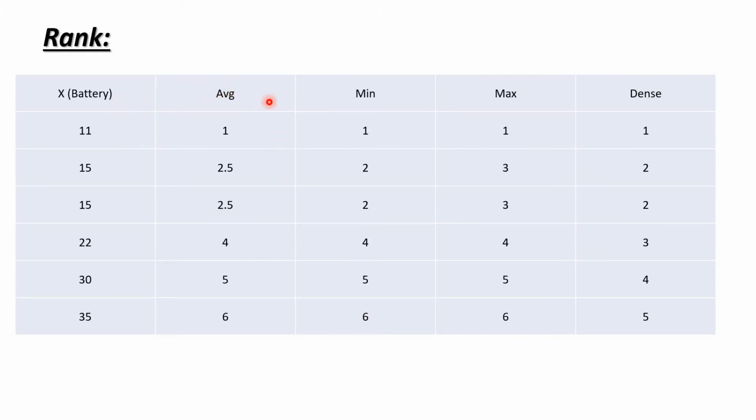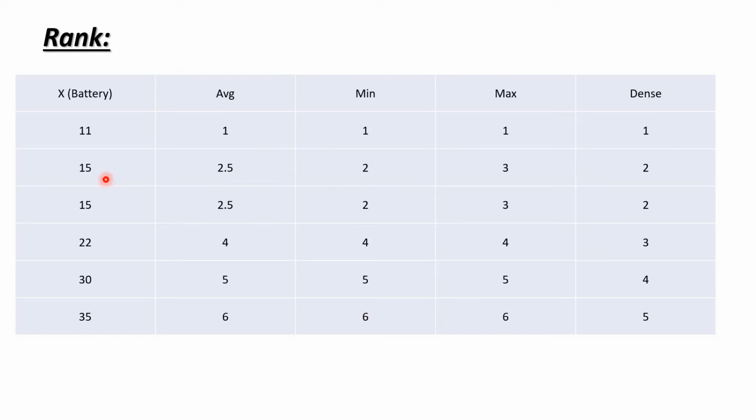It's very simple. We have four columns, right? Average, mean, maximum, and dense. This is a minimum, right? So how to calculate the rank in the average? We have this minimum point, 11. This is the smaller, that's why we put 1.